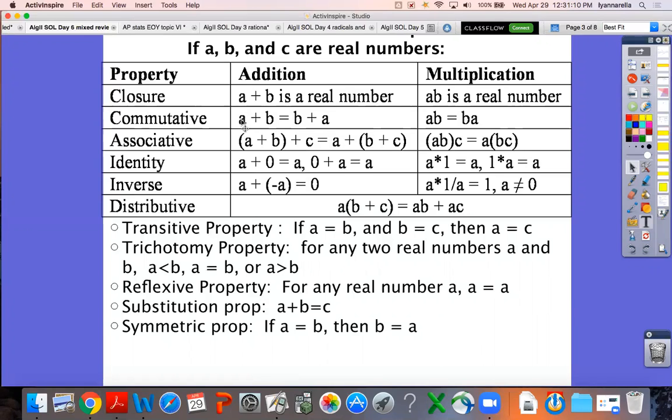The commutative property is if you take those same 2 real numbers, A and B, then A plus B has to equal B plus A. And for multiplication, A times B has to equal B times A.